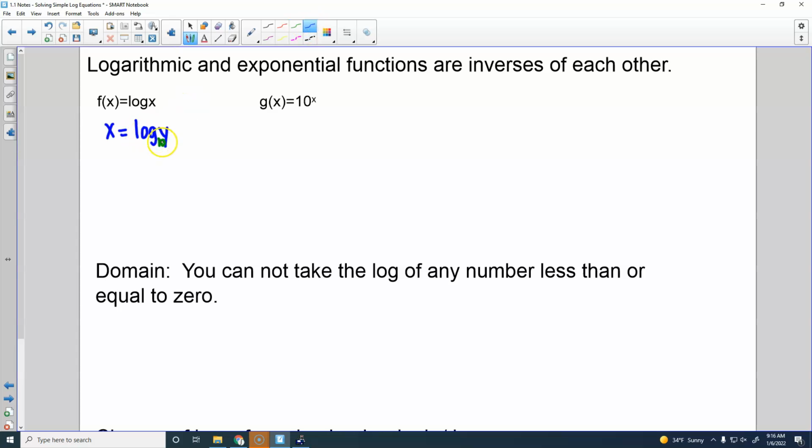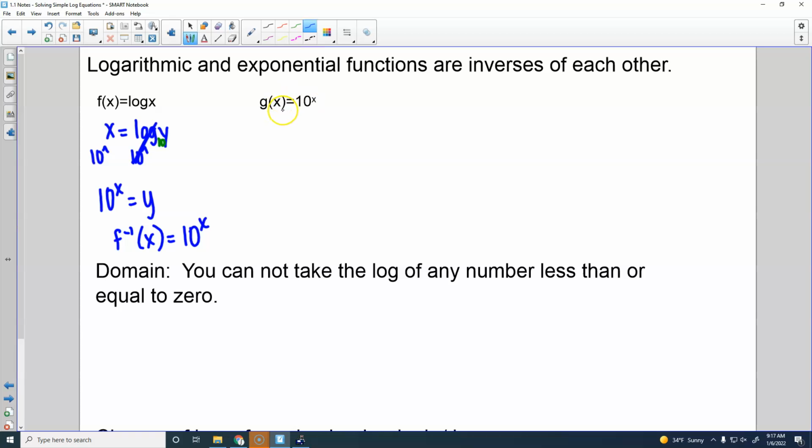So if I want to get rid of the log base 10, I could do 10 to that power on each side. That would get rid of my log. So I would have 10 to the x would equal y, or I could, instead of calling it y, I could call it f inverse of x equals 10 to the x. So they are inverses of each other. It's much like if you have x plus 2, the inverse of that would be x minus 2, right? In a more simple one.